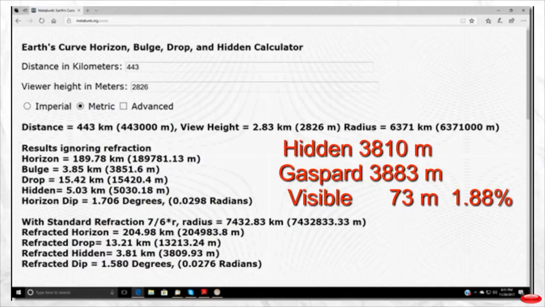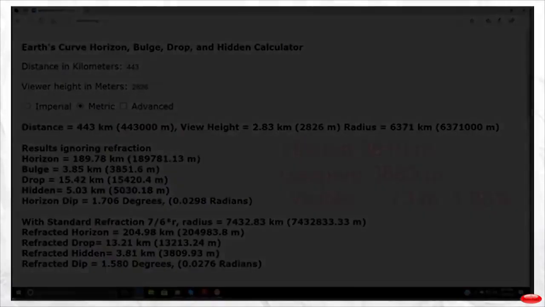Now, if we look at their so-called standard refraction calculator, the hidden portion should be 3,810 meters. Peak Gaspard is 3,883 meters, which means that just 73 meters should be visible. That would be just 1.88% of the elevation of the mountain.